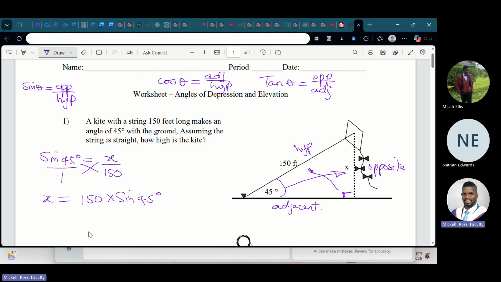Now, all you have to do is plug this information into your calculator. 150 times the sine of 45 is going to give us that x is equal to 106.07, and the unit is feet. So that's what we would get for the answer for that question.